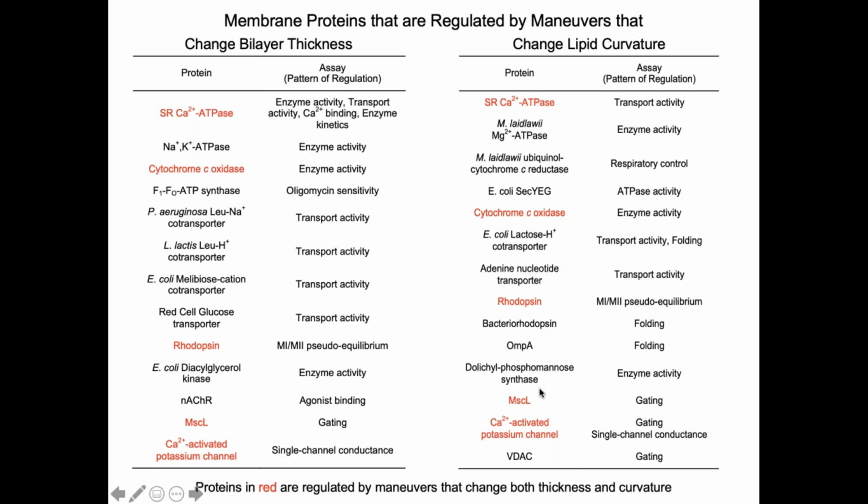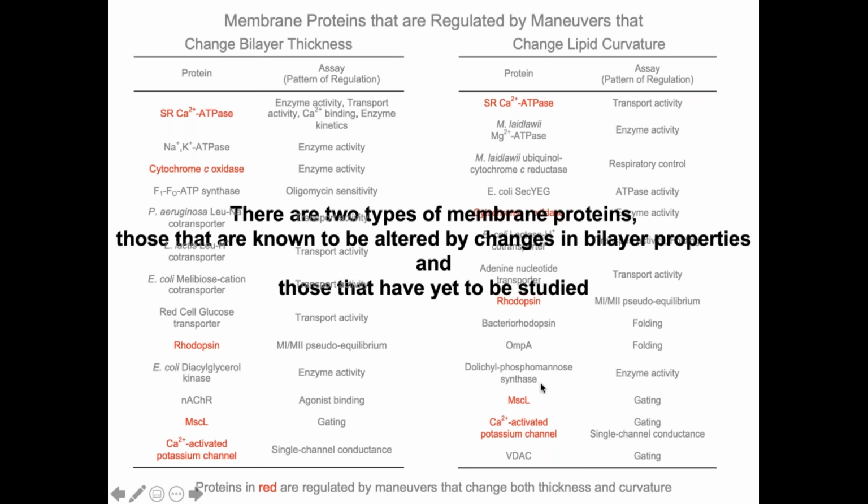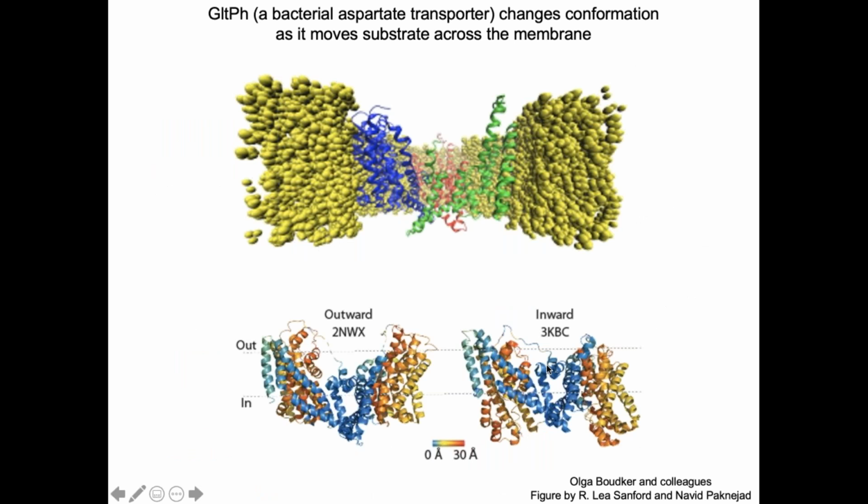But the take-home message of all of this is that there really are two types of membrane proteins: those that are known to be altered by changes in bilayer properties and those that have yet to be studied. I have paraphrased what was said about protein phosphorylation when I was a medical student in the 1960s. But here I show a specific example.